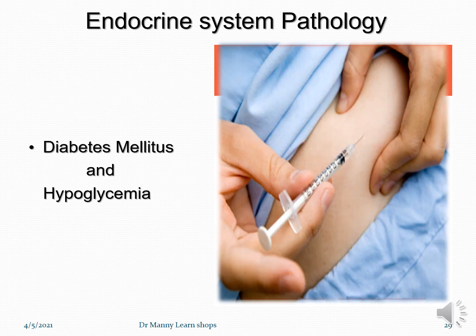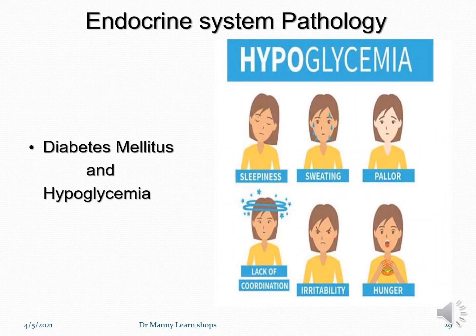If you have diabetes mellitus, type 1, you're going to require insulin therapy. If you have too much insulin, this can result in hypoglycemia, or if you don't eat sufficiently. And this can result in fatigue and sleepiness, sweating, pallor, lack of coordination, being hungry all the time, and irritability.